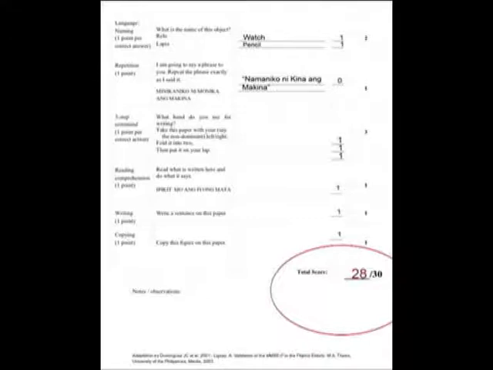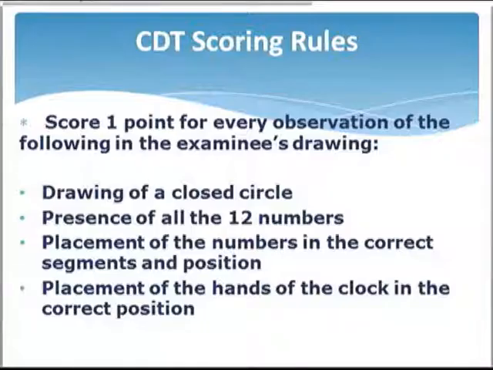Summing all her points across the domains, our subject gets a total score of 28 out of 30. This means that her cognitive abilities are within norms. Now, we are going to see how the CDT is scored.